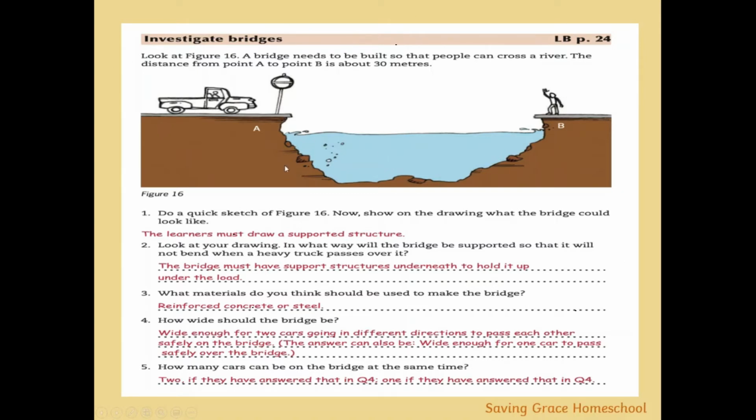We've got specific questions here. Now that you've drawn a sketch, draw a bridge across it and answer the following questions. In what way will the bridge be supported so that it doesn't bend when a heavy truck is loaded over it? If you just put a straight beam across point A and B, and you drive a truck over it, it will start bending in the middle. How are you going to support this bridge to prevent that? Are you going to have support structures underneath? Are you going to have a column that passes through the top and suspends the bridge? What are your options here?